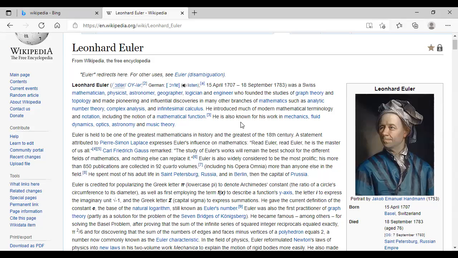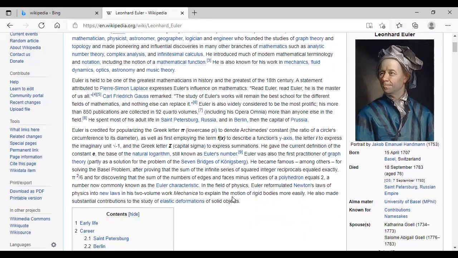He introduced much of the modern terminology in math, lots of the modern notation. Basically, all the math you see these days looks modern because Euler popularized all these different things. Like I think he popularized the symbol that we use for pi, virtually everything he popularized. Worked in mechanics, fluid dynamics, optics, astronomy, music theory. I just can't believe how smart Euler was and how productive he was, especially since he had like 13 kids. Euler is held to be one of the greatest mathematicians in history and the greatest of the 18th century.